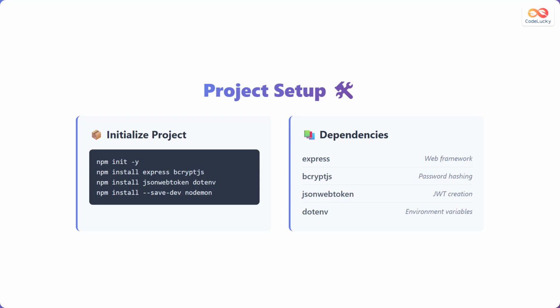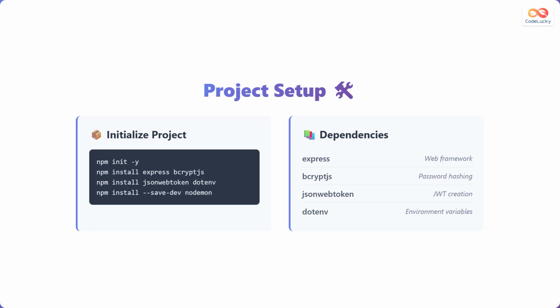Before we start coding, let's set up our project. First, initialize a new Node.js project by running npm init -y. Then install the necessary packages. We will install Express, bcryptjs, JSON Web Token, and dotenv.